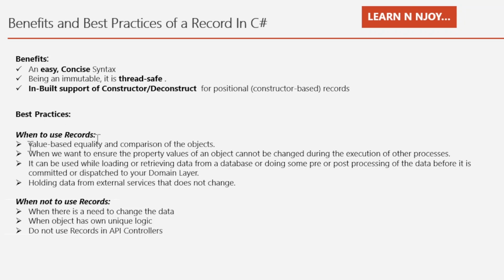When to use records. Number 1. Value-based equality and comparison of objects. So whenever value-based equality and comparison of the objects are required, then we can use records. Number 2. When we want to ensure the property values on an object cannot be changed during the execution of other processes. In that case also we can use record. Number 3. It can be used while loading or retrieving data from a database or doing some pre or post processing of the data before it is committed or dispatched to your domain layer.